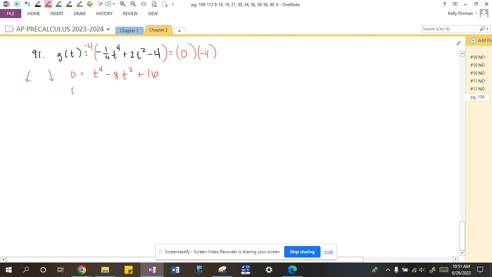This is a trinomial. T to the 4th gets split into t squared, t squared, 16 into minus 4, minus 4. Each of those are a difference of squares, and since there are 2 of them, we're going to have 2 t plus 2's and t minus 2's. So the zeros are at plus or minus 2, and the graph is going to bounce or be tangent to the x-axis at both of those values.